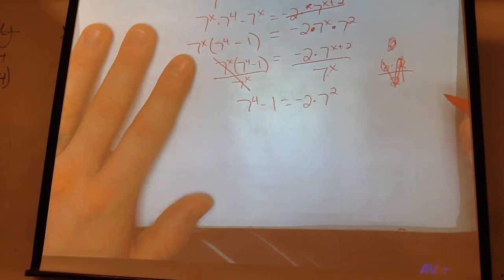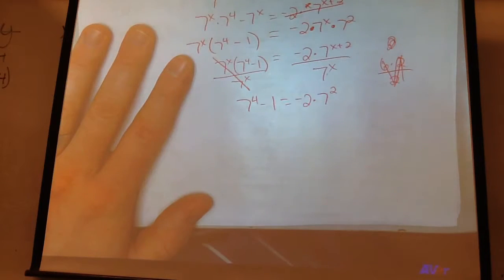That's not good. What do you do with the negative 2? There's no x's left. There's no x's left, that's not good.